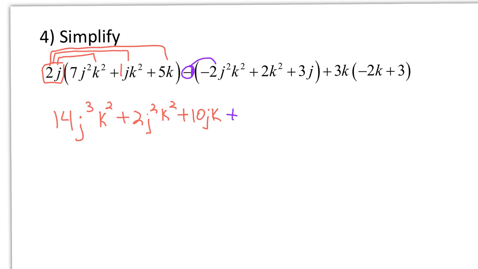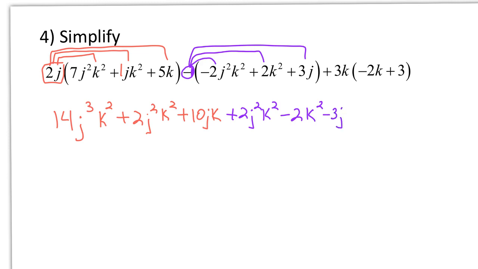That's going to be a positive 2j squared k squared. There's no variable outside of the parentheses right here, so you don't add the exponents. And now you multiply the next one. Negative 1 times positive 2, that's negative 2, and we have a k squared. And the next one, negative 1 times positive 3, that's negative 3 with the j.